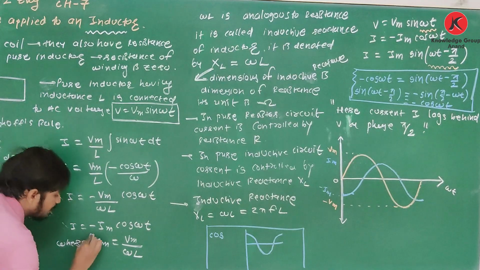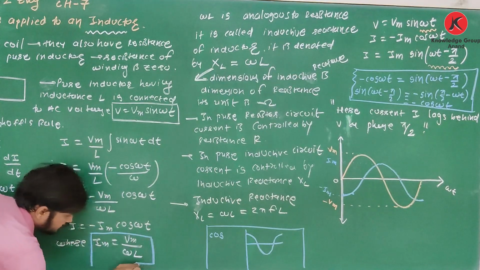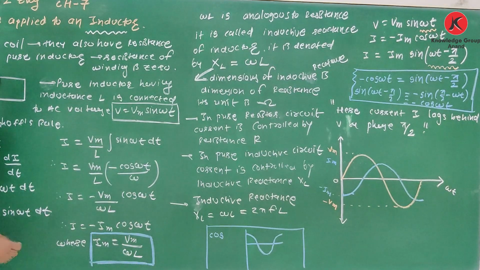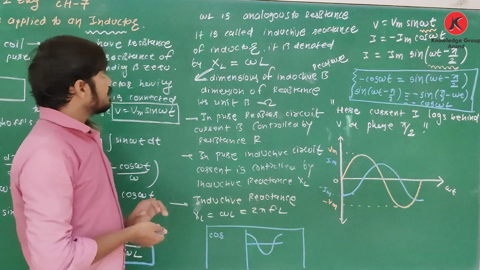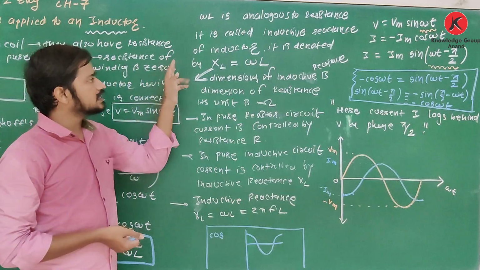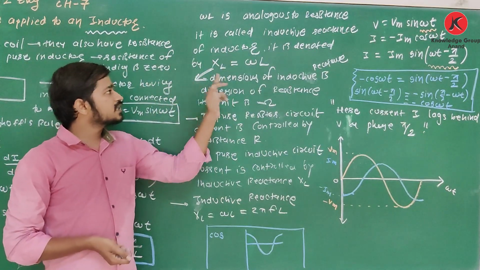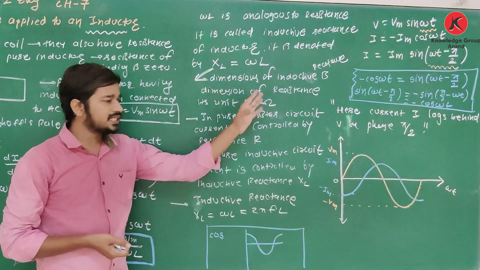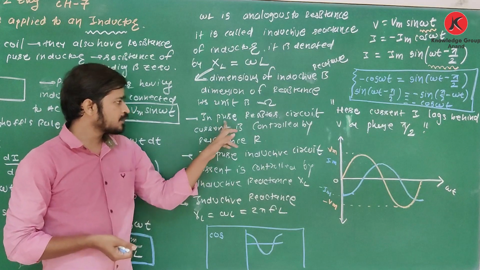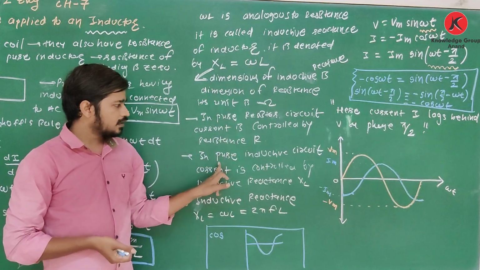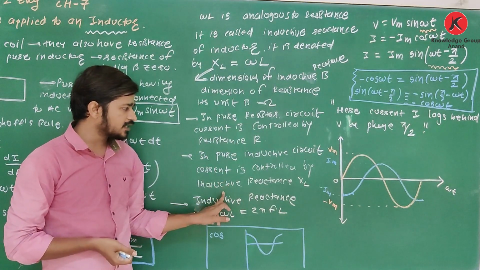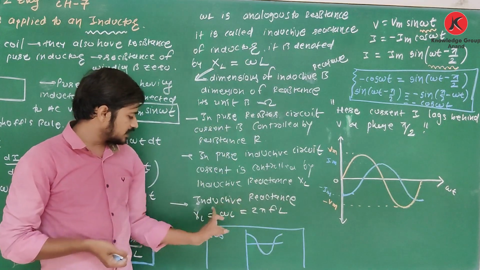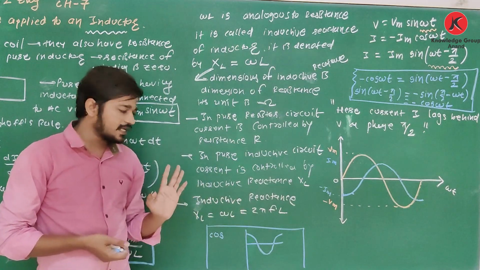Yes, you also have to remember this equation. That is Im is equal to Vm upon omega L. Then omega L is analogous to resistance. It is called the inductive reactance of the inductor. It is denoted by XL is equal to omega L. The dimensions of inductive reactance are similar to the dimensions of resistance. In a pure inductive circuit, current is controlled by inductive reactance. In a pure resistive circuit, it is controlled by resistance. Inductive reactance XL is equal to omega L is equal to 2 pi FL.